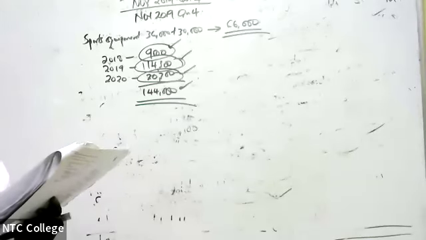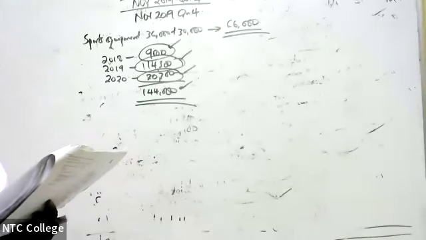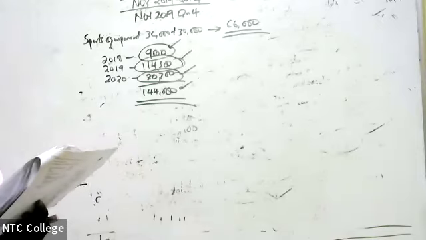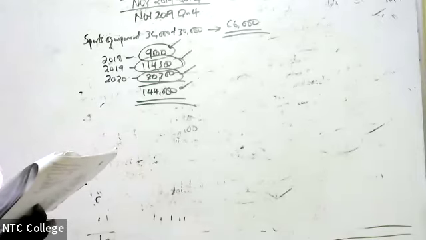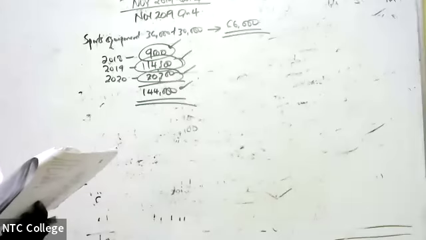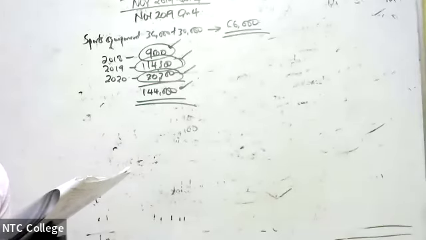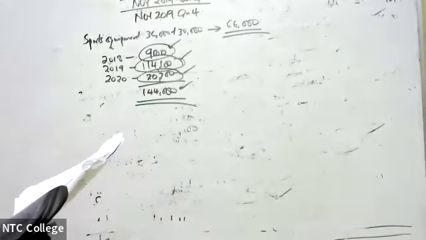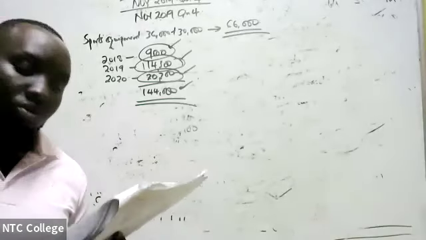Then we say the club decided to write off subscription in arrears amounting to 9,000. Those are subscriptions written off. We are adjusting in the subscription account.